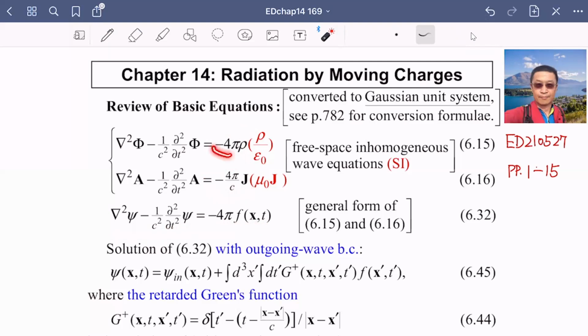Remember here, 4 pi. 4 pi is because of Gaussian unit system. And 4 pi over C is, once again, Gaussian unit. SI unit is here. That's SI unit. Okay, so here we have a general form of wave equation that has been discussed in here.